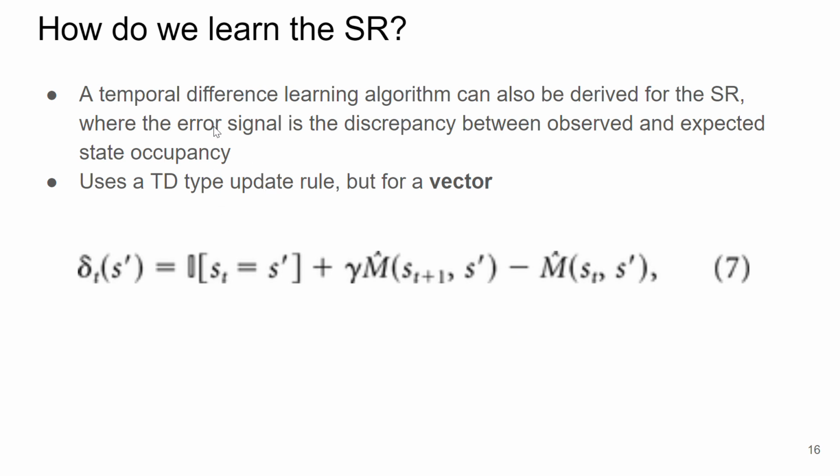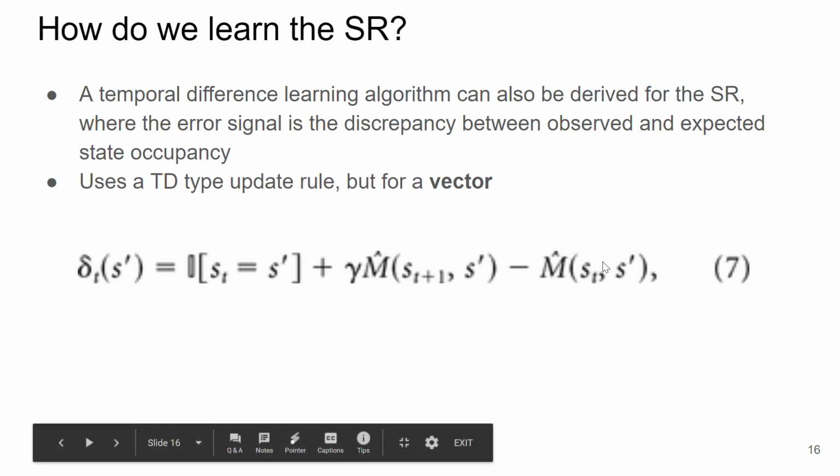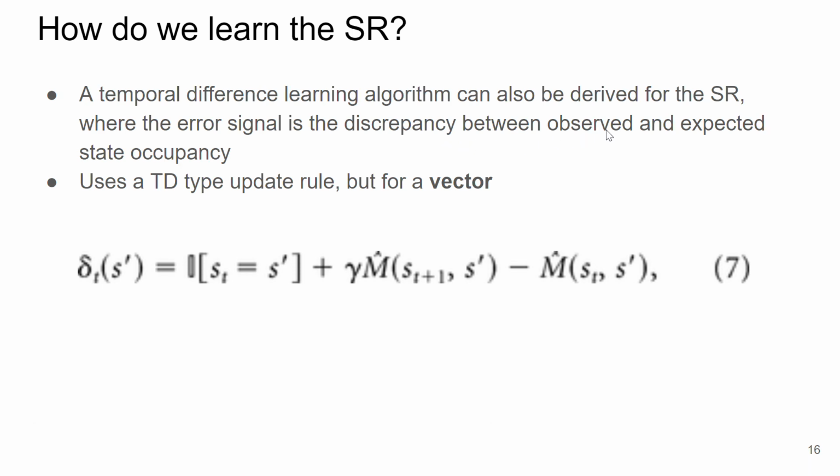And how do we learn the successor representation? I'm not going into all the math of this because I wanted to spend more time on the experimental evidence, but basically you will have a temporal difference style learning algorithm to learn the successor representation, where the error signal is the discrepancy between observed and expected state occupancies. The thing that I want you to take from here is that it learns using a TD style rule.